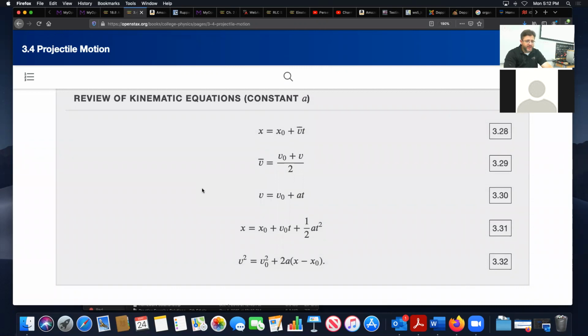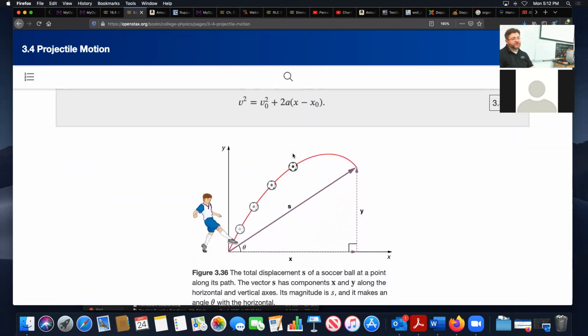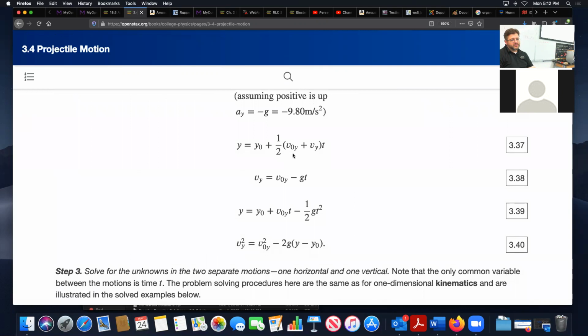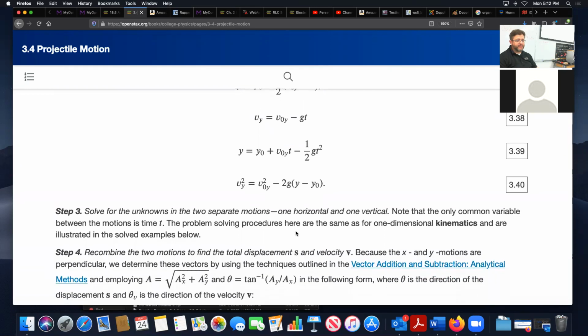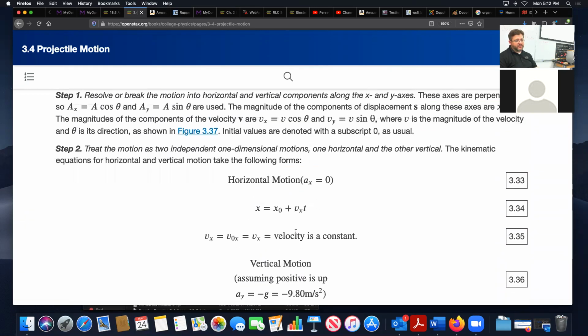Remember the kinematic equations. We have these 5 equations, and these ones are written in the x dimension, so they're all x's, and we're going to consider that the horizontal direction, right? So the horizontal direction will be the x direction. And remember the kinematic equations that we have in the vertical direction were the same equations, essentially, just replacing the x's with y's and replacing the accelerations with negative g, right? So now we have all these equations.